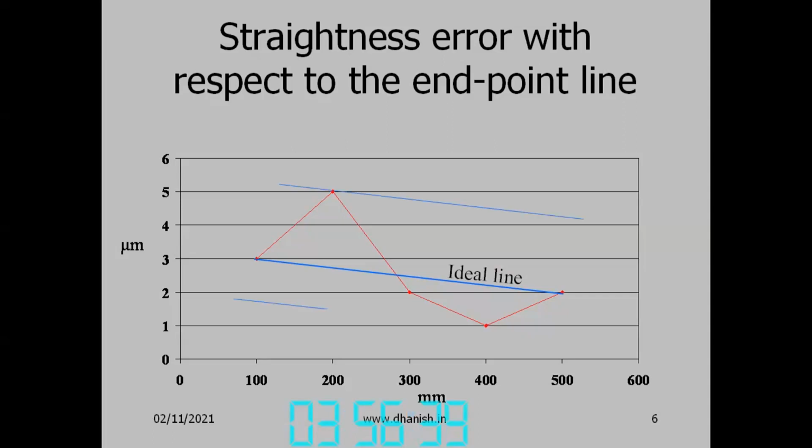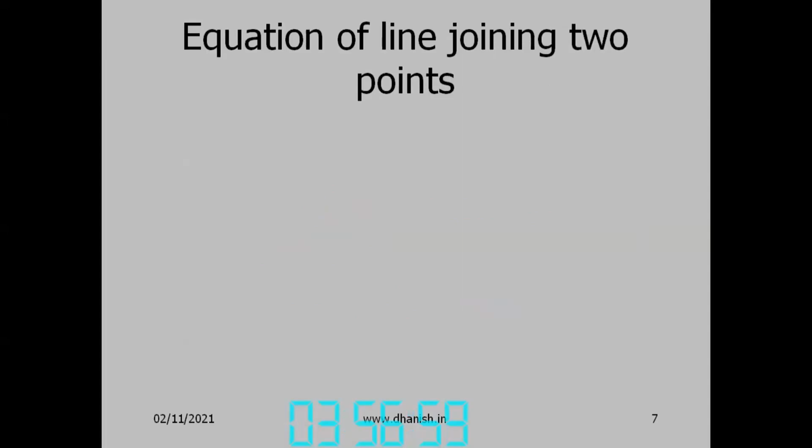So we find that line and then draw lines parallel to that ideal line passing through the peak error point and the valley error point, and the distance between the two lines which enclose the entire surface is treated as the straightness error. This was the approach some people suggested, and this is what we actually do in the lab. We have done the calculation in EDUSERVER.